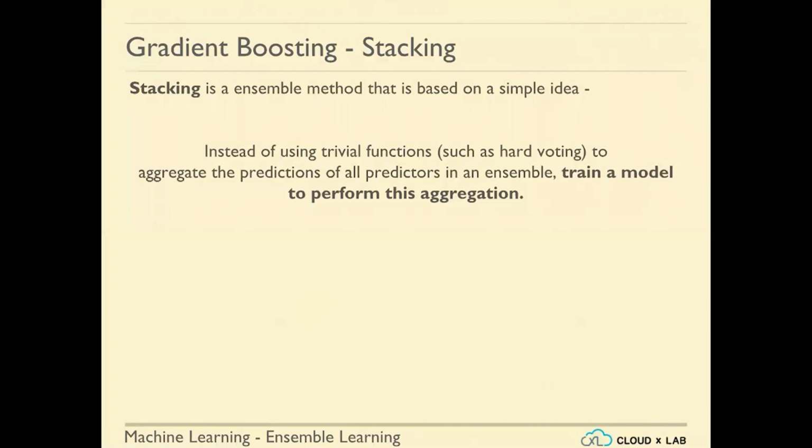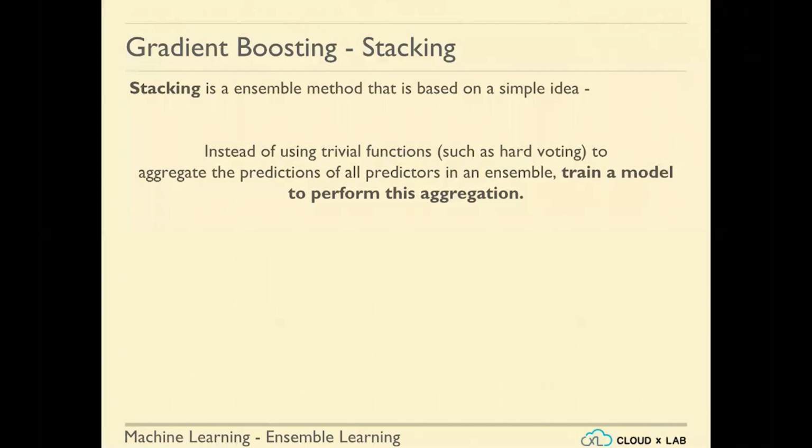Instead of using trivial functions such as hard voting or soft voting, you remember the first example that we took, in which all we did was ask all the classifiers, the various algorithms, to do the prediction. And then once they had done the prediction, we were simply taking the voting, either probabilistically, that is soft voting, or in case you're just counting, that is called hard voting.